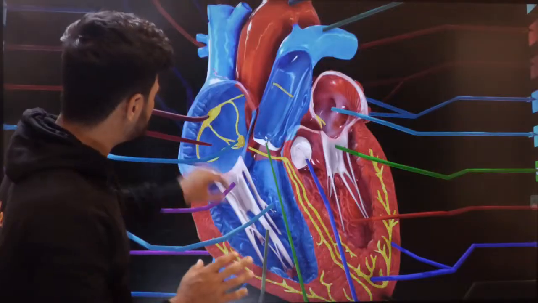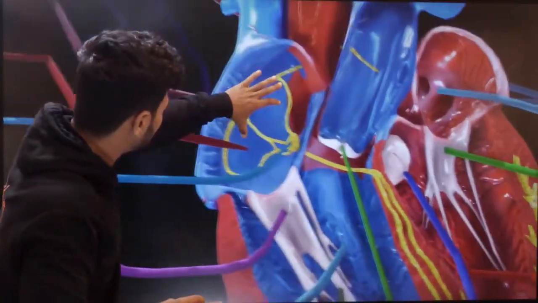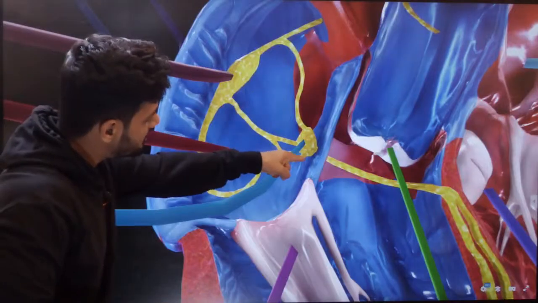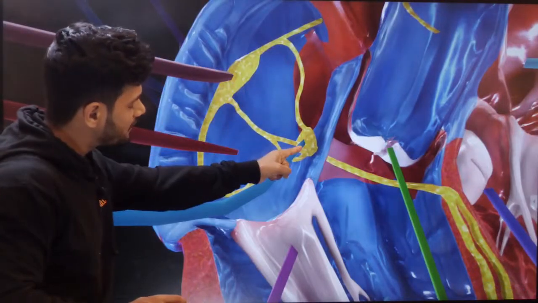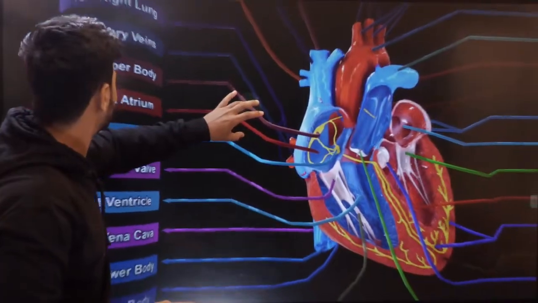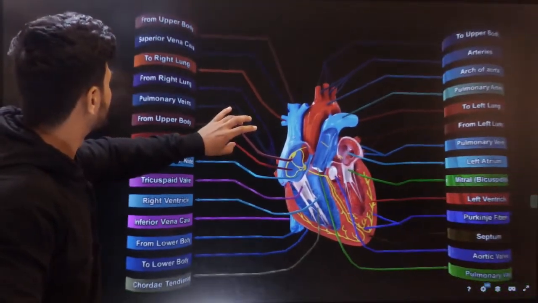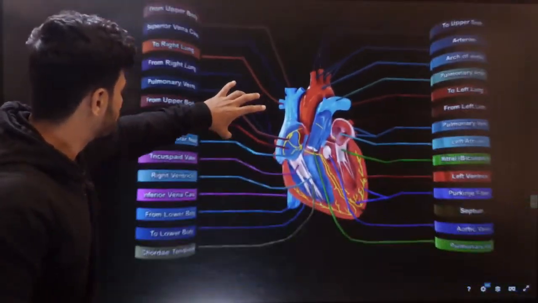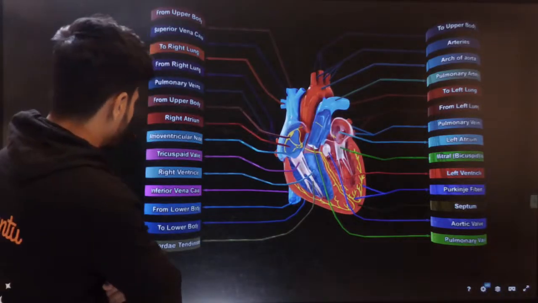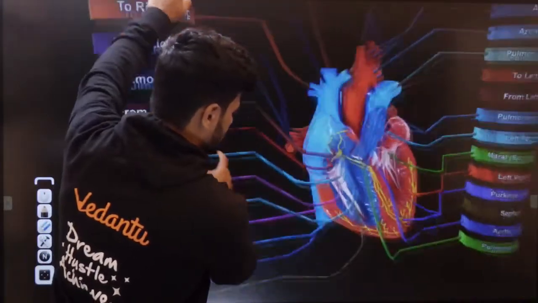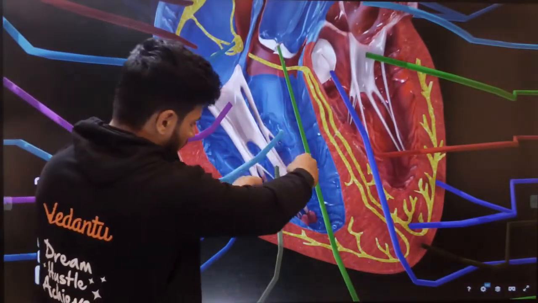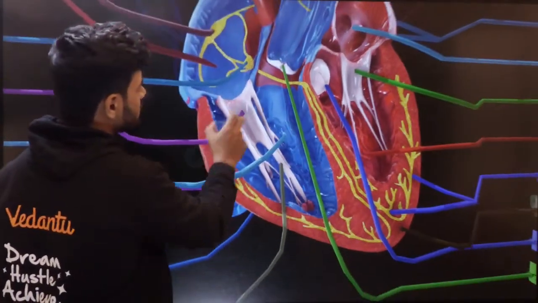Can we see somewhere the SA node and AV node? Can you see here? SA node on the far right side and AV node present here, both in the right atria. This is the chordae tendineae. These are the fibers. They will be pulled to open this valve here.